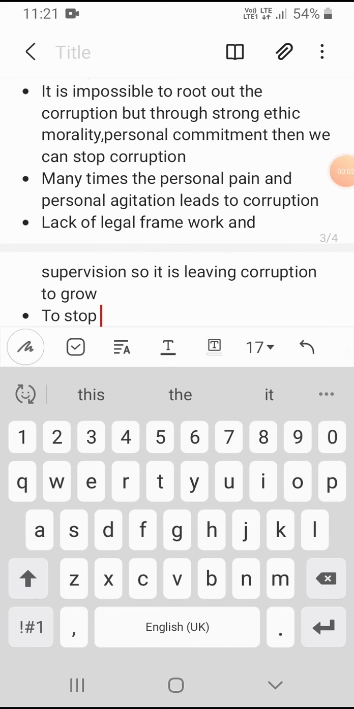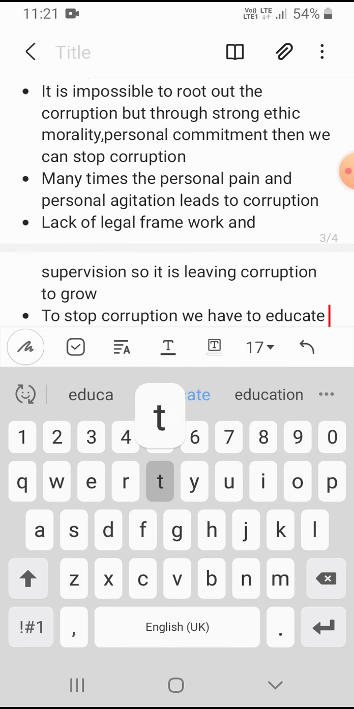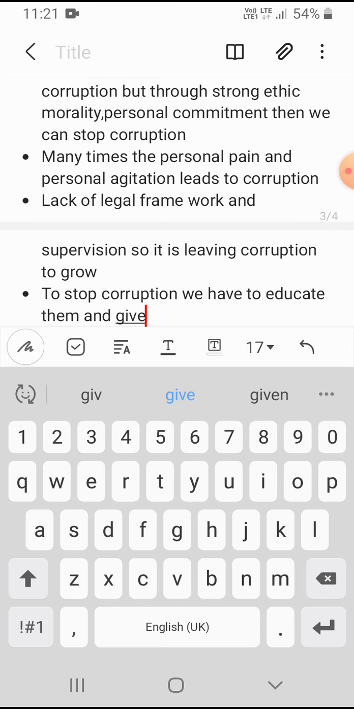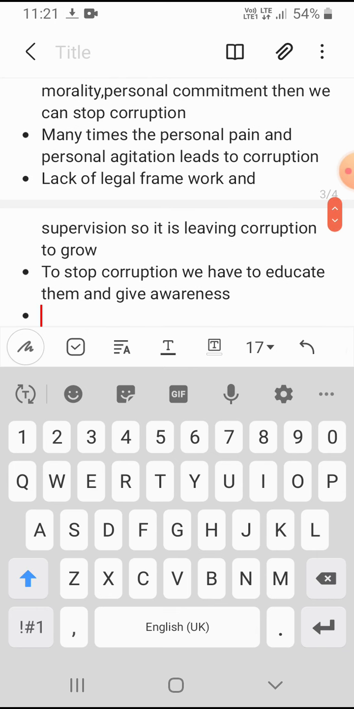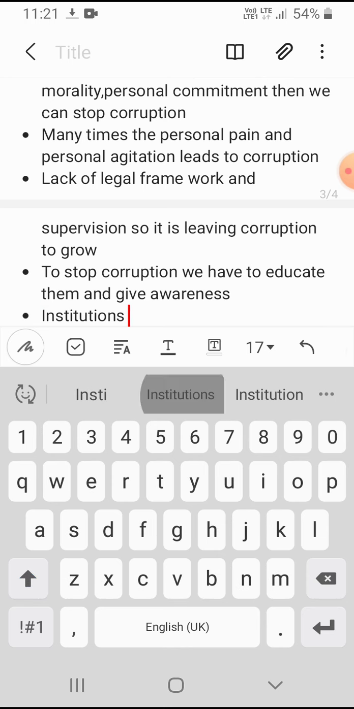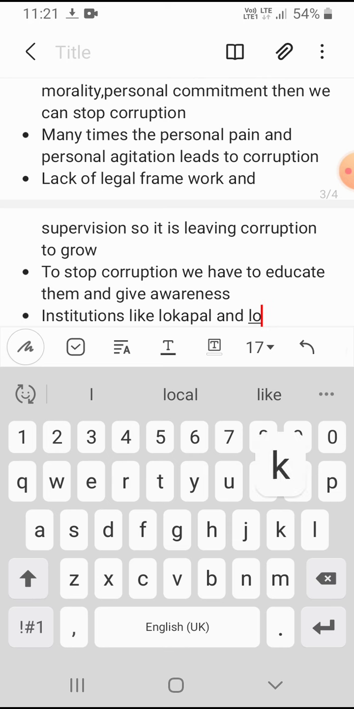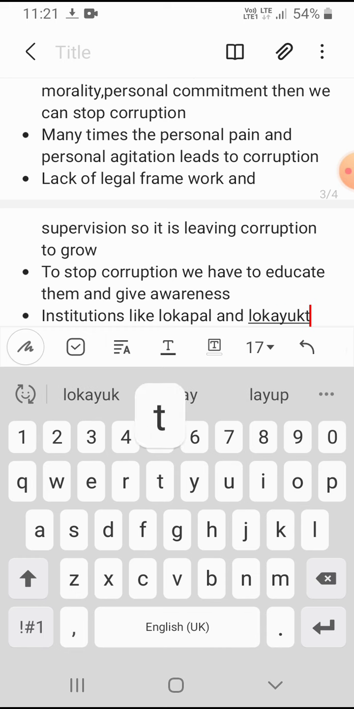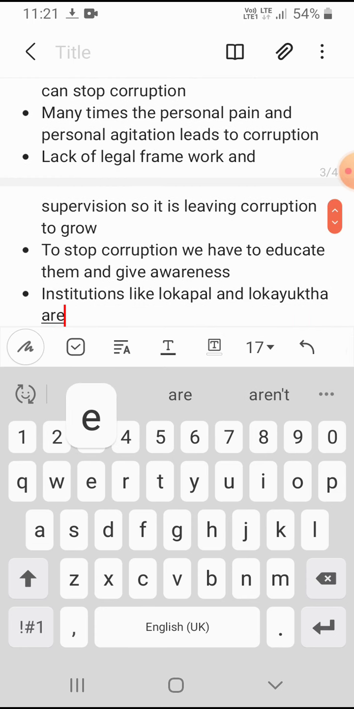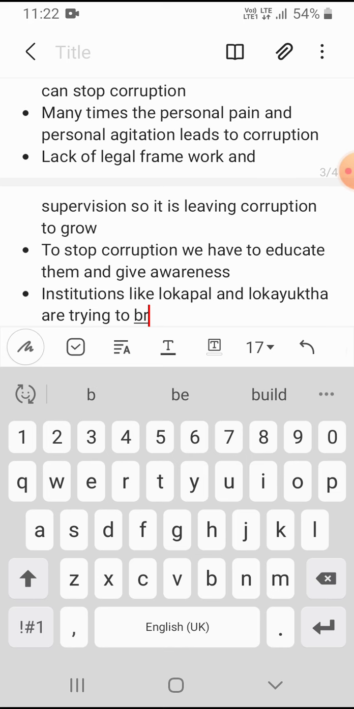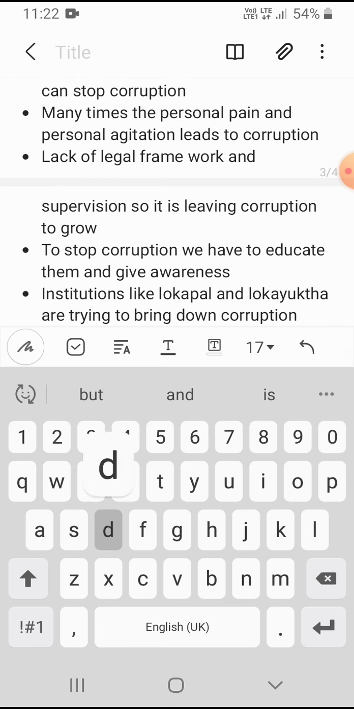To stop corruption, we have to educate them and give awareness to stop corruption. And some institutions are there, institutions like Lokpal and Lokayukta, which are trying to bring down corruption very drastically.